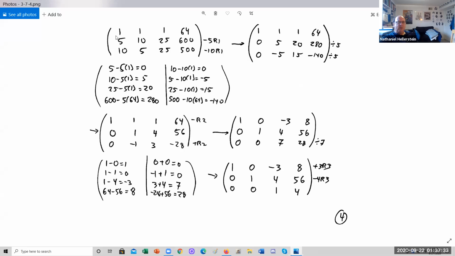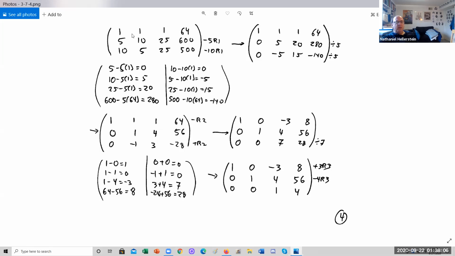All right, here's the matrix. 1, 1, 1, 64; 5, 10, 25, 600; 10, 5, 25, 500. Okay, I see a lot of common factors of 5 here, this row and this row. Okay, so what I do is I pivot on this 1 here. Use this 1 to cancel this 5 and this 10. So we'll subtract 5 of row 1 from row 2. Subtract 10 of row 1 from row 3.